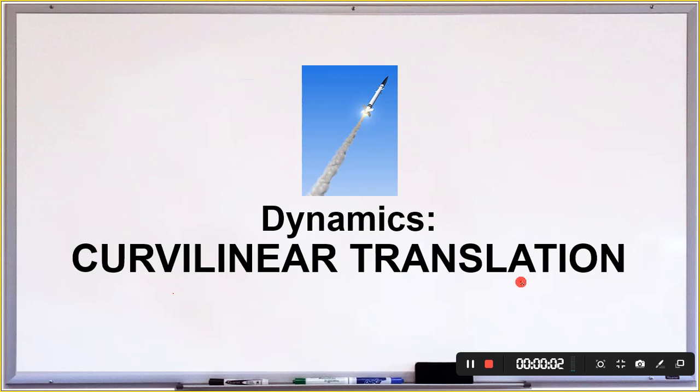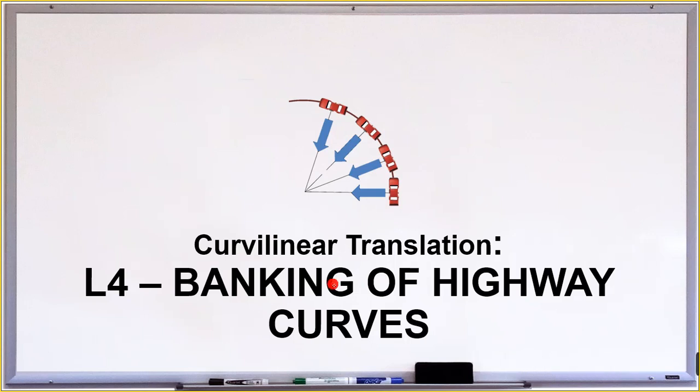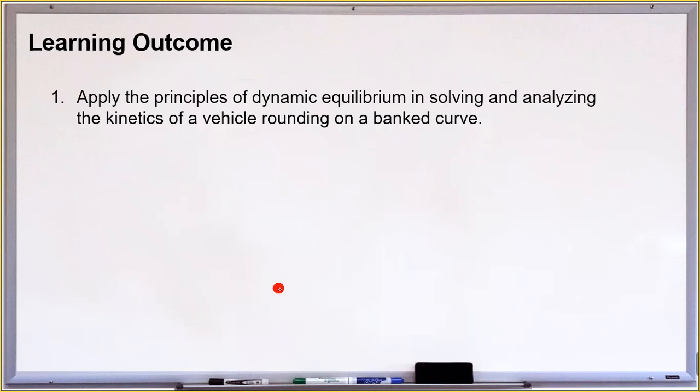So we are now on the last lesson for curvilinear translation, that is about banking of highway curves. So the root word here is banking. By the end of this lesson, you will be able to apply the principles of dynamic equilibrium in solving and analyzing the kinetics of a vehicle rounding on a banked curve.